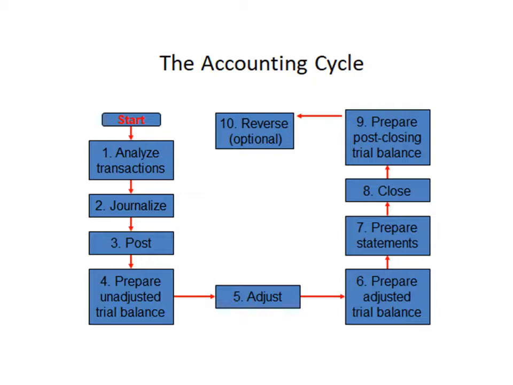So you first analyze transactions, decide what journal they need to be stored in or summarized in. You record them in the journal. At the end of the month, you take those summary totals and post them to the general ledger. You use the general ledger to prepare an unadjusted trial balance. And then item number 5, you make adjusting journal entries to adjust those trial balances and prepare an adjusted trial balance. Once you have an adjusted trial balance, you can prepare your financial statements.